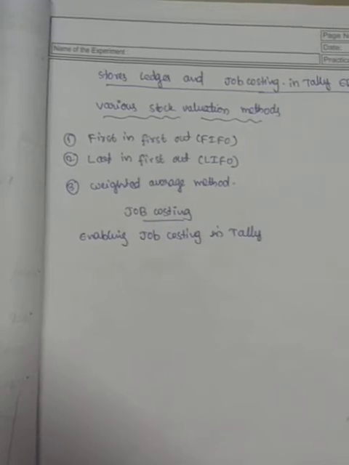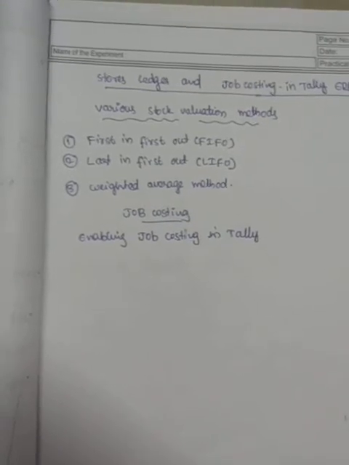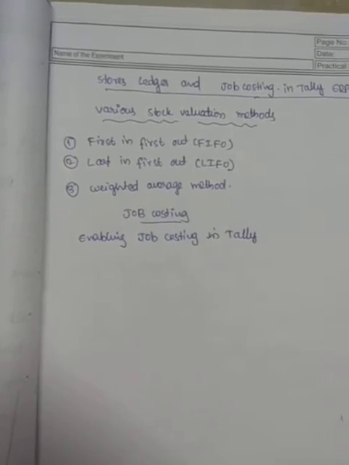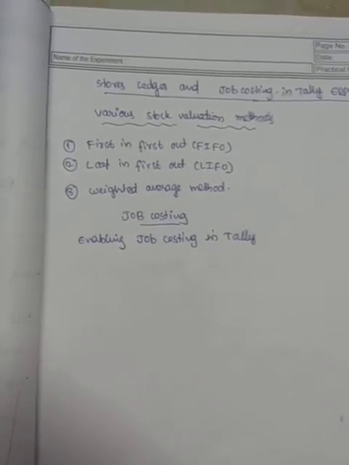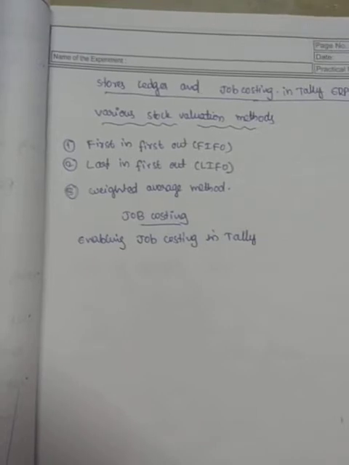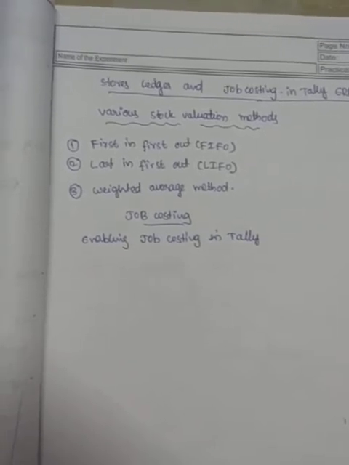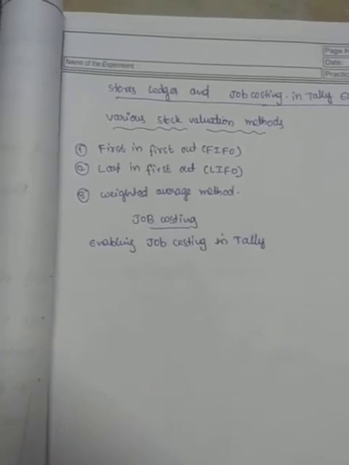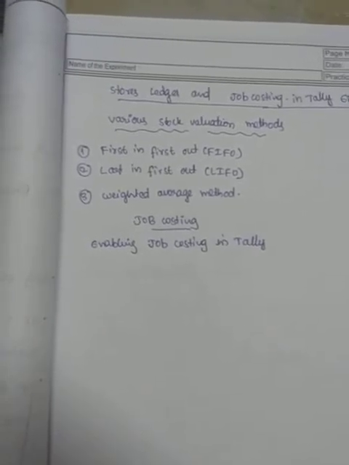Means here, for each job we have to create one cost center. The cost center means wherever the cost is incurred, that is called a cost center. And inventory option, maintain multiple godowns are integrated in Tally to enable the job costing.